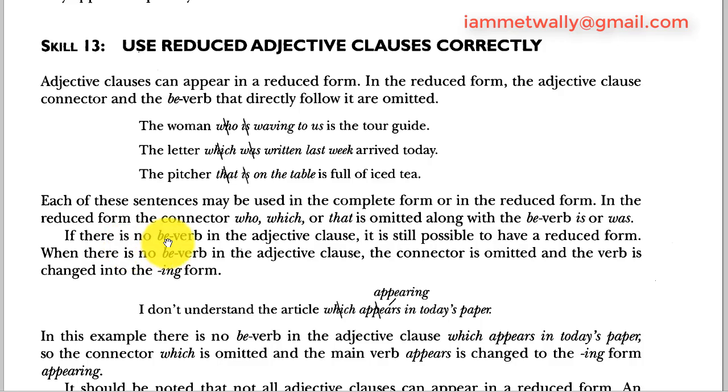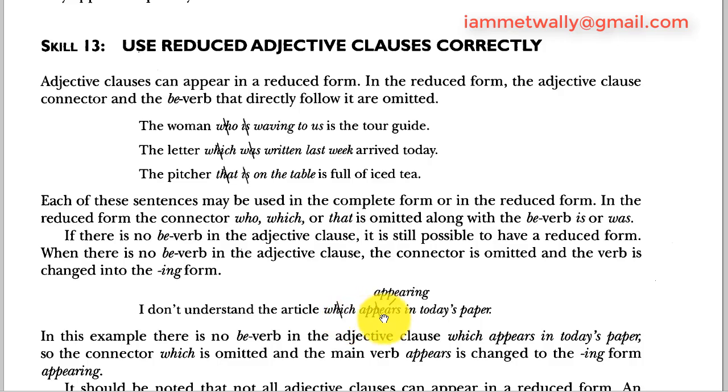If there is no be verb in the adjective clause, it is still possible to have a reduced form. When there is no be verb in the adjective clause, the connector is omitted and the verb is changed to the ing form. As you saw here, I omitted who and verb to be, which and verb to be, that and verb to be. But in this example, I don't have verb to be. It says, I don't understand the article which appears in today's paper.